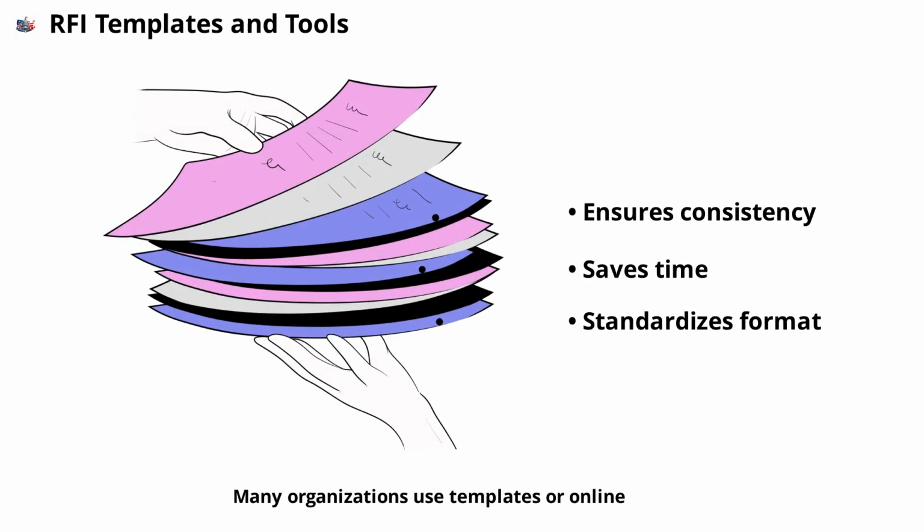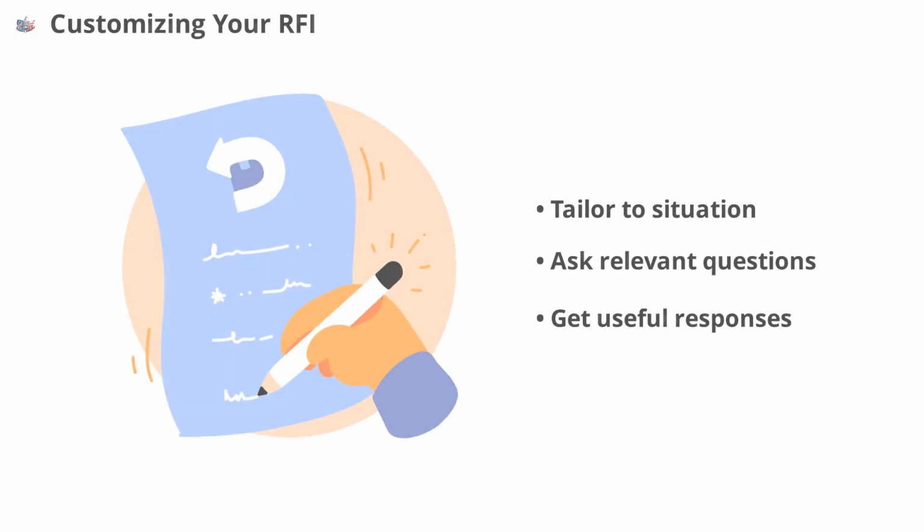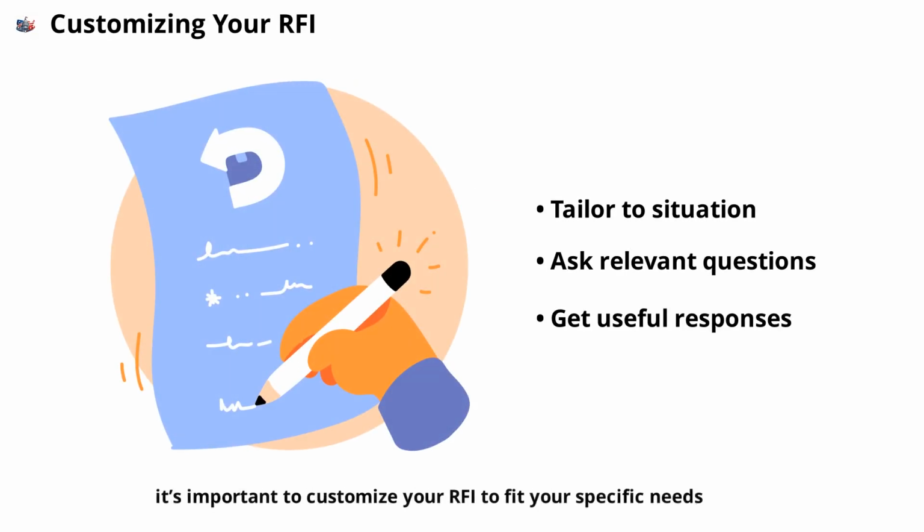Many organizations use templates or online tools to create and manage RFIs. These resources help ensure consistency and save time. Templates typically include standard sections for the introduction, questions, deadlines, and contact information, making it easy to draft effective RFIs quickly.